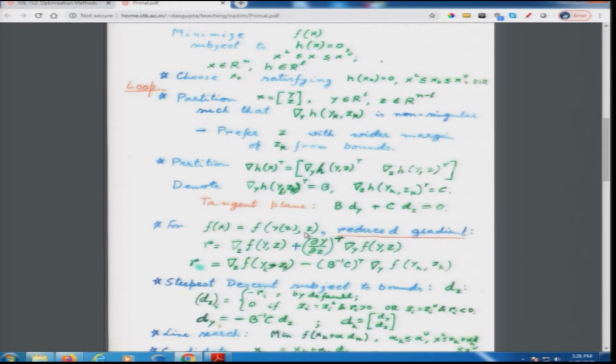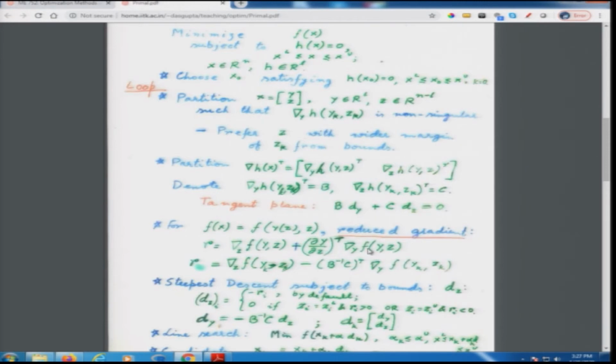One is because of this direct contribution, that is this, okay, gradient of f with respect to the z variables, plus gradient of f with respect to the y variables multiplied with the rate of change of y with respect to z, that is this. Okay. So, this will give you the total derivative, fine, and this is called reduced gradient, because this is not grad f x, but it is reduced in the reduced set of variables z only, okay, considering y's as dependent on z. So, that is why it is the reduced gradient.